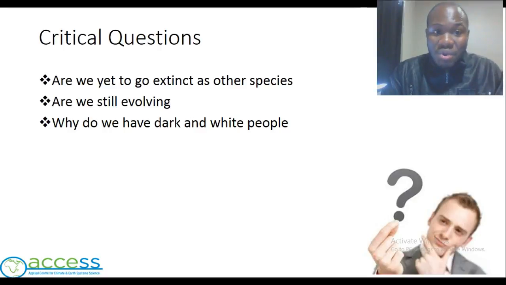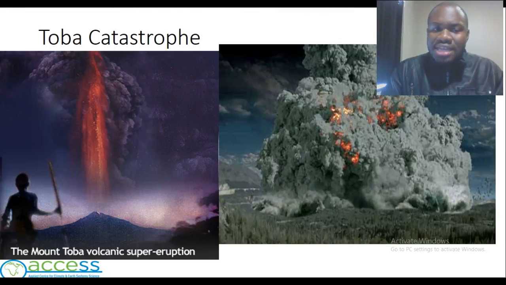Now, there are critical questions which are asked based on this evolution. Are we yet to go extinct like other species, or are we still evolving? As we answer the question of whether we are going to go extinct or not, this takes us back to the greatest catastrophe, called the Toba catastrophe, which happened 74,000 years ago. It nearly wiped out everyone because of how massive this super volcano was. Because of this super volcano, the sun was covered. As the sun was covered, there was no photosynthesis. Therefore, there was no food. Because of that, life nearly became extinct.